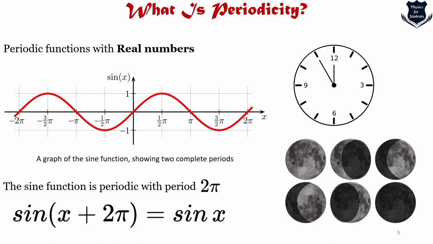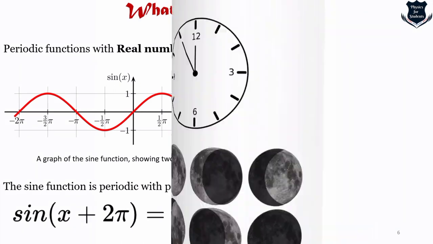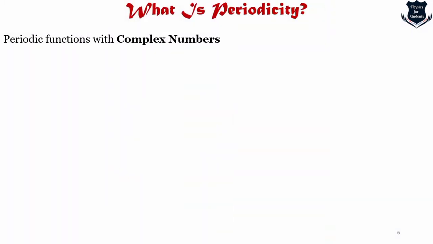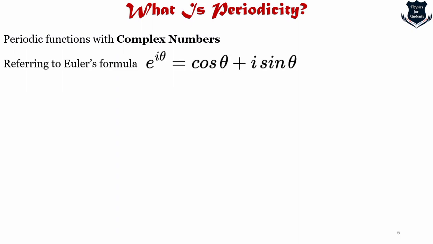So one graph which repeats again and again and again. This is called periodicity. Okay, now we come to the most important part, the periodic function with complex numbers, and I would like to refer to the famous Euler's formula, which we have seen in the last video. In case you have missed it, you can go to the playlist, in the I button also, and find it out.